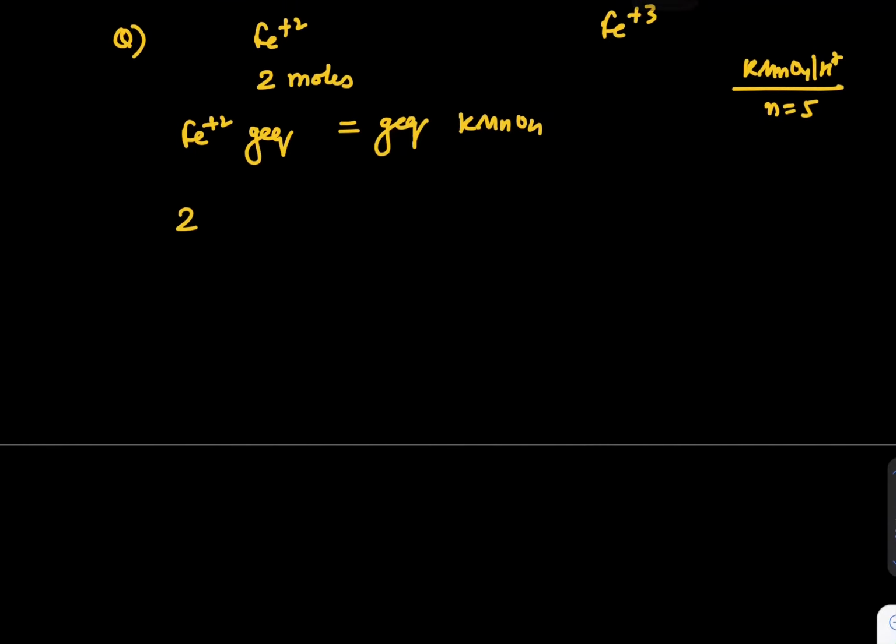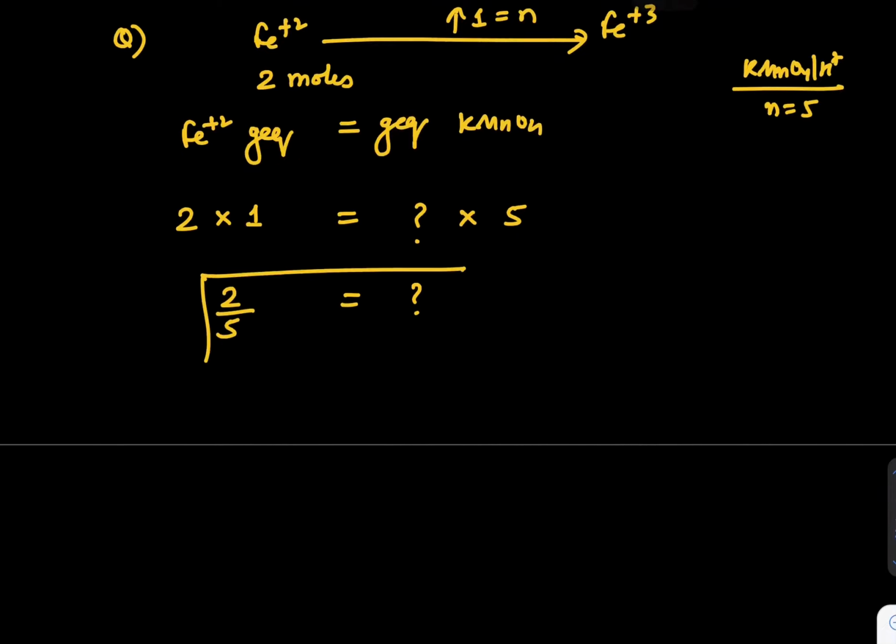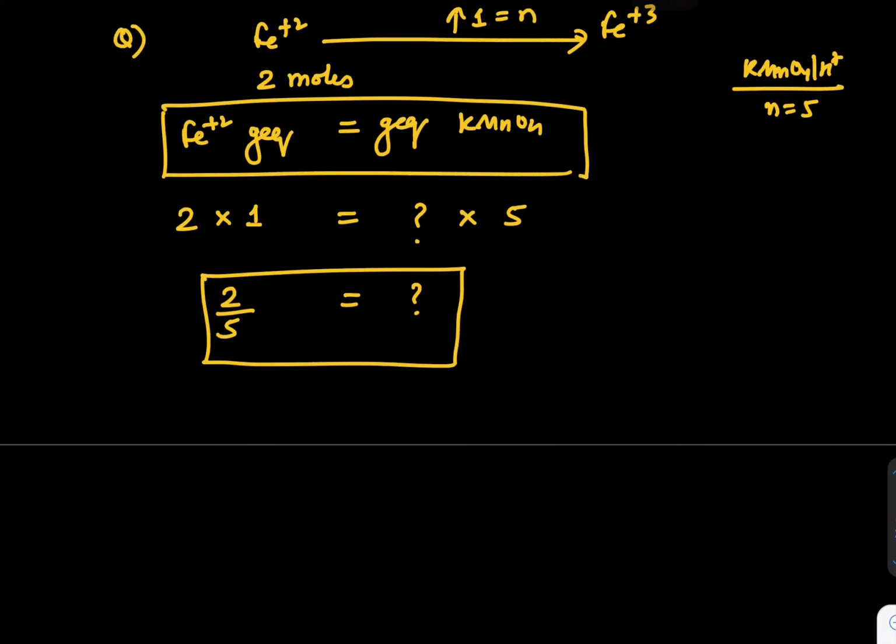So 2 moles into N factor of Fe+2, which changes to +3, an increase of 1, which is the N factor. So I'll say 2 into 1 is equal to, on the right hand side, I don't know the number of moles of KMnO4. What is the N factor of KMnO4? It is 5. So can I solve this for the question mark? This comes to 2 by 5. So definitely you got the number of moles of KMnO4 with this logic. We can solve such questions with very much ease. You're just equating gram equivalents of the two reacting components, and then using the values which are known to us.